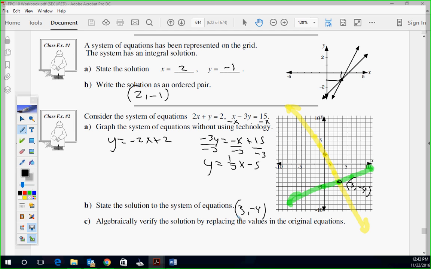So watch. 2 times 3 minus 4 equals 2. 2 times 3 is 6. 6 minus 4 is 2. The first one's check. So what I did was I took this point, I put it into this one right here. Okay, and so it was equal to 2.